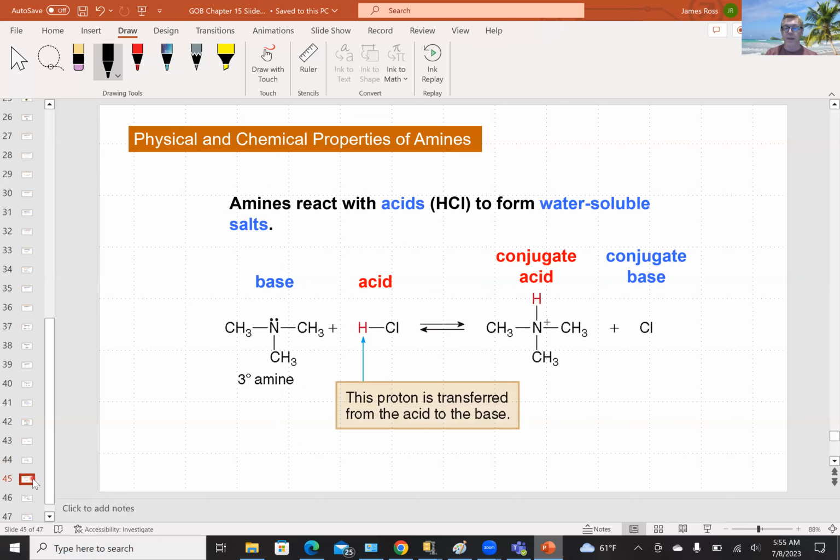So if you were to add an amine to a carboxylic acid, that would be a neutralization because you have an acid and a base reacting together. This essentially is the chemistry of proteins, which we'll see in a future video.